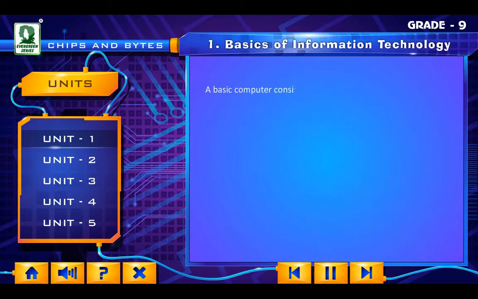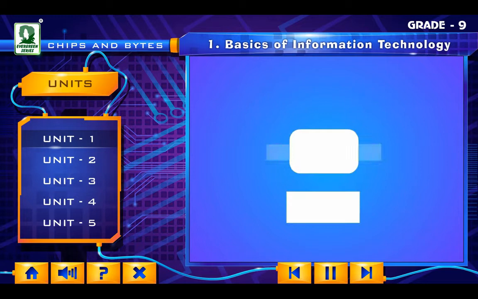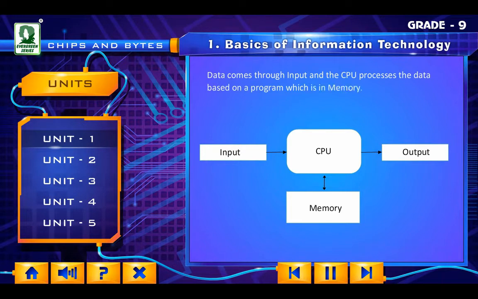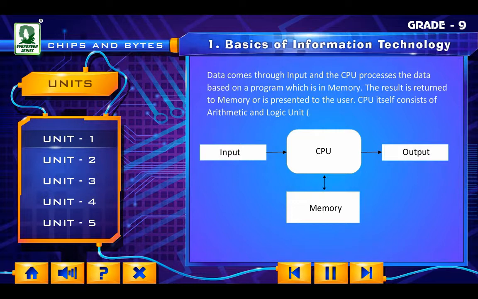A basic computer consists of three components: CPU, that is Central Processing Unit, I/O, that is Input/Output, and memory. Data comes through input, and the CPU processes the data based on a program which is in memory. The result is returned to memory or is presented to the user. CPU itself consists of Arithmetic and Logic Unit, that is ALU, Control Unit, that is CU, and registers.